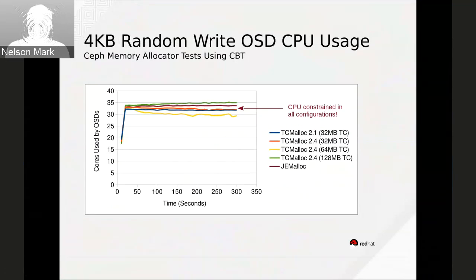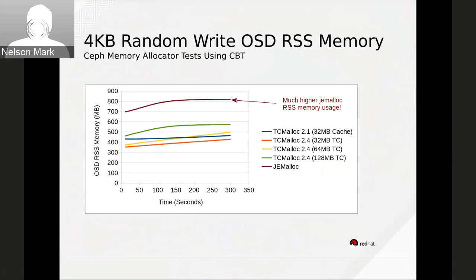It's kind of weird in the 64 megabyte thread cache case with tcmalloc that we actually saw it go a little bit down, more like 30 cores being used. I don't know exactly why. Maybe there was some other reason for that, but we're still really quite up there using almost everything. And in the other cases, we're definitely pretty much pegged.